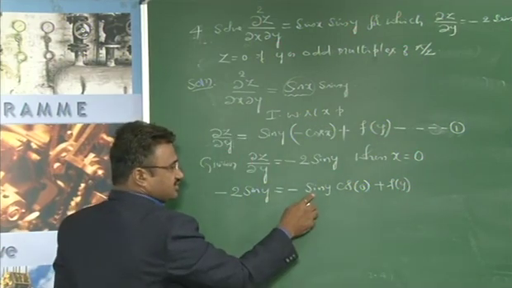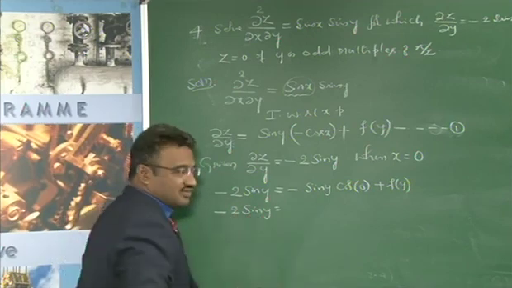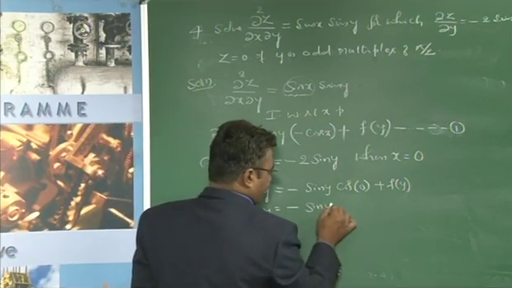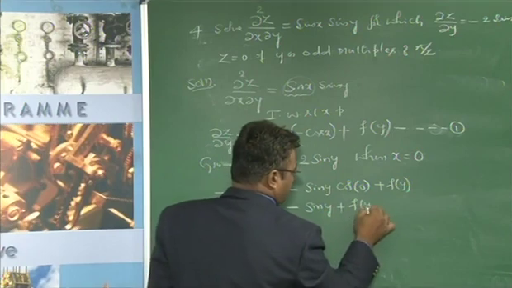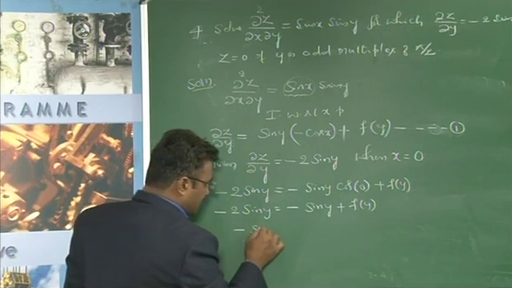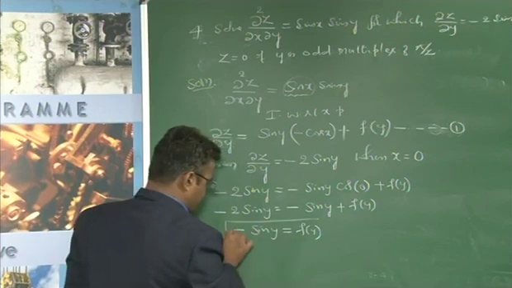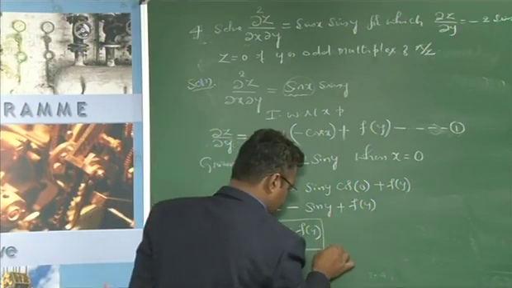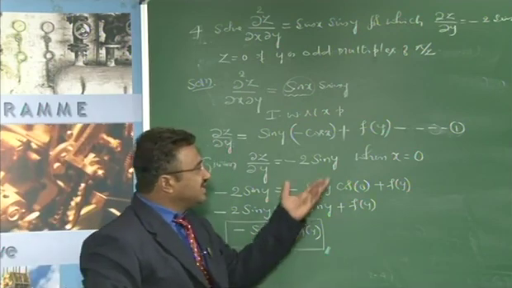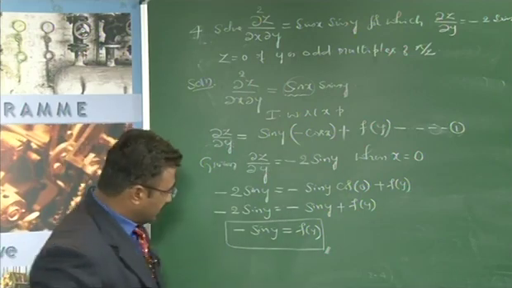Now transfer this term here: -2 sin y. We know the value of cos 0 is 1. We have -sin y plus f(y). After simplification, transferring this, we get -sin y for the value of f(y). Now I have the value of f(y), and I am going to substitute this f(y) in equation 1.